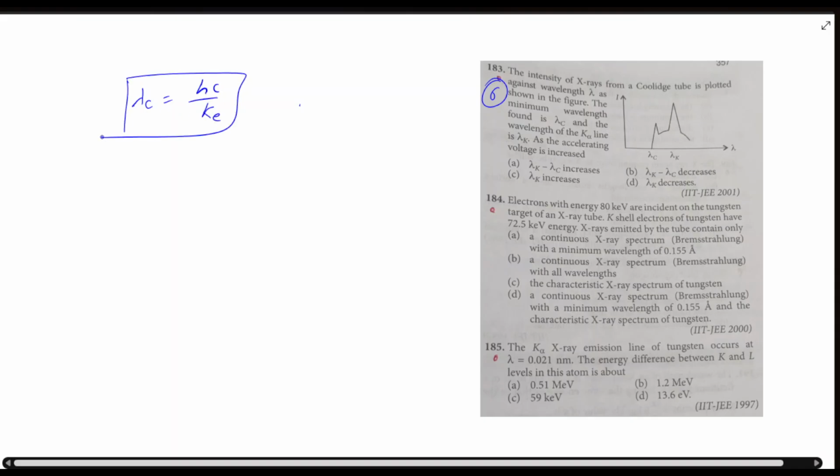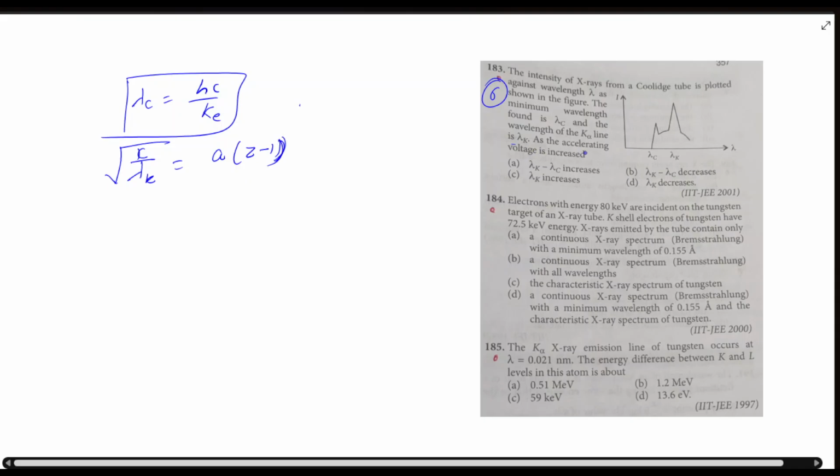So this is our sixth question. We have the intensity of X-rays I from the Coolidge tube plotted against lambda as shown in the figure. The minimum wavelength found is lambda c, so lambda c equals hc upon the kinetic energy of the electron. The wavelength of the K alpha line is lambda k, so c by root lambda k equals a into (Z minus 1).